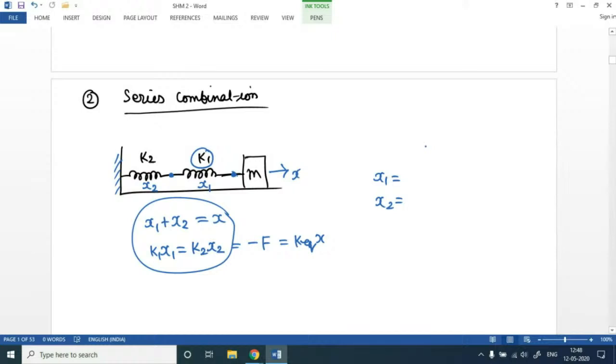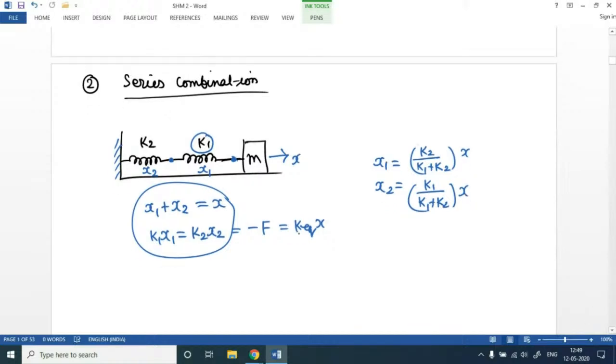So x1 would be nothing but k2 divided by k1 plus k2 into x, and x2 would be nothing but k1 upon k1 plus k2 into x, etc. Anyway, we are interested in finding out k equivalent. So the value of x1 and the value of x2, if we substitute in the first equation, x1 is nothing but minus F by k1 and x2 is nothing but minus F by k2, and that is equal to x over here.